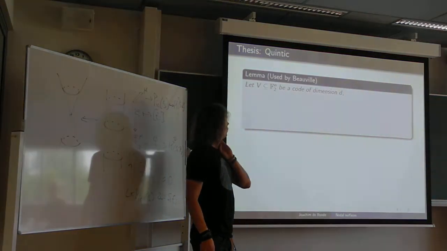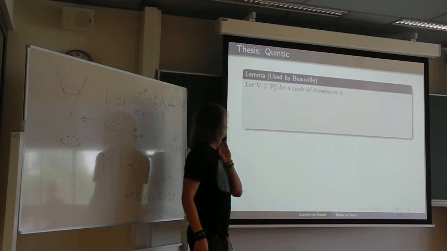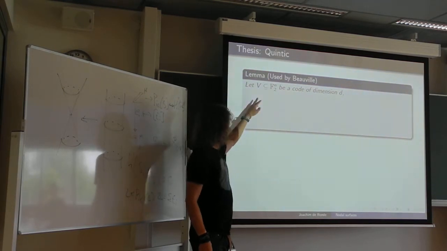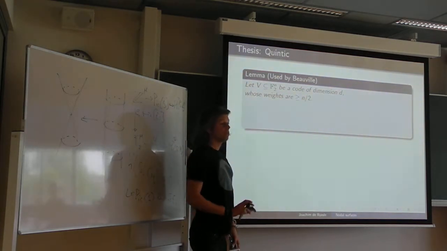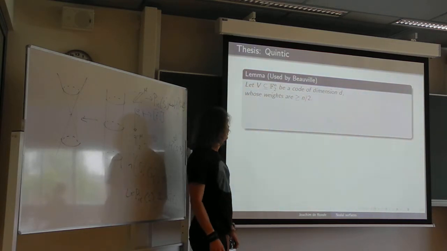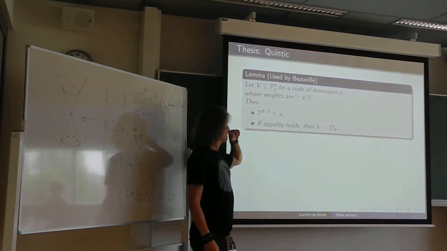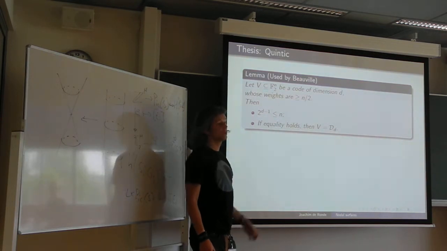What was the thing that revealed it? He wrote in his paper actually that a colleague pointed him to this lemma. It was a well-known lemma in coding theory. It reads as follows. Let V be a code of dimension D, and it lives in a space of dimension n. And we assume all of its weights to be high, that is at least n over 2. Then we arrive at bounds on the dimension. But also the case where equality holds is completely classified.